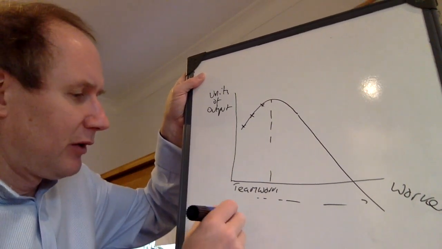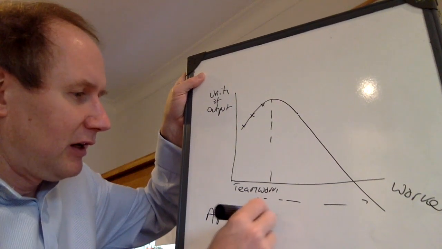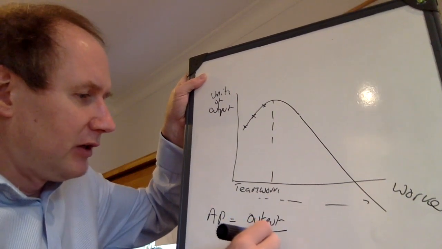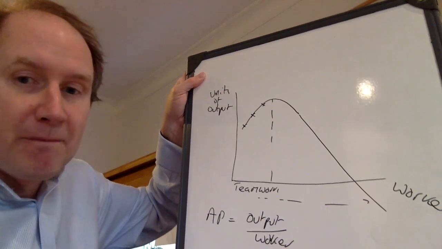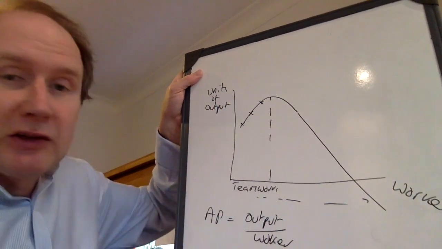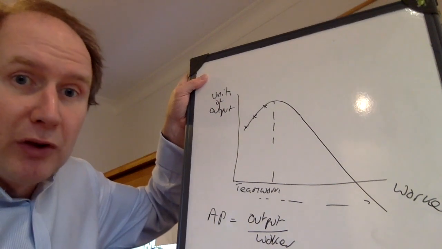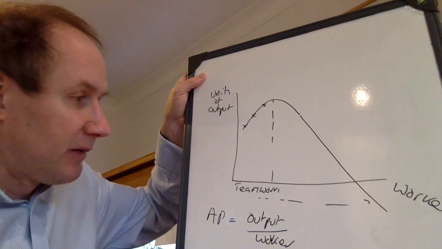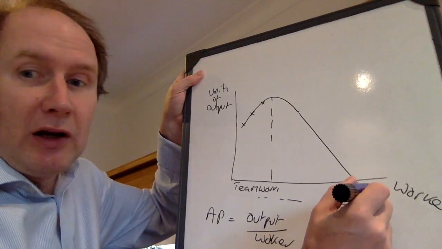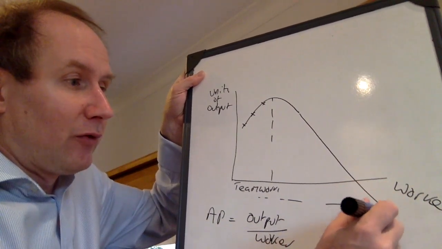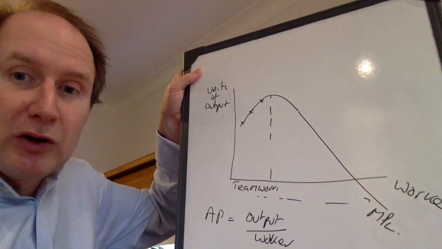And the reason we want to know about that is that's effectively output per worker and is a measure of overall efficiency. Marginal product tells you about the last worker, but what we want to know is really taking all workers together, what is the overall level of productivity. And we can get that from our marginal product curve.